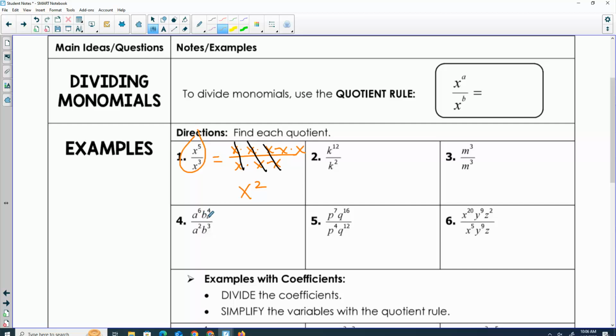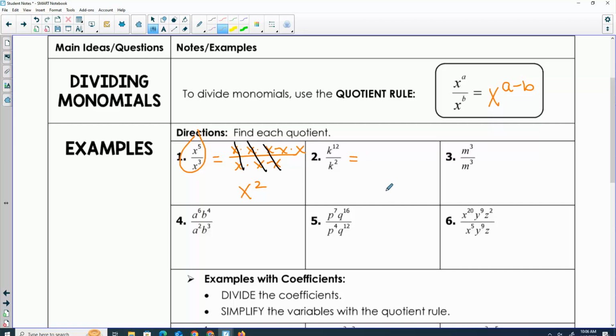We subtract. When we multiply the x's, we add the exponents. When we divide them, we subtract. So x to the a divided by x to the b is just x to the a minus b power. We just subtract those exponents because if we write it all out as multiplication, they cancel.